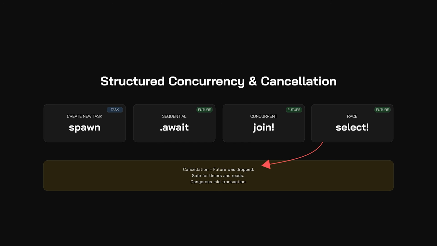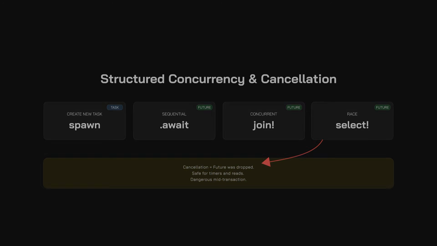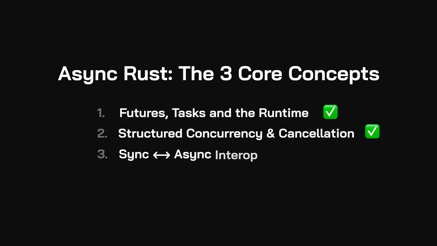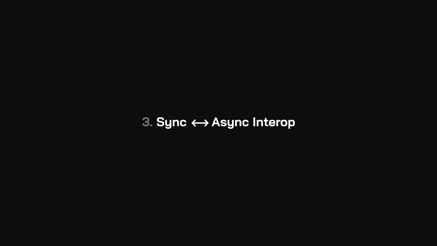If you understand these common ways of deciding how futures should be run, you understand some of the biggest differences between async Rust and async code in other languages. Now that we've covered structured concurrency and some of the major async footguns, the other very important piece we need to understand is sync and async interop.